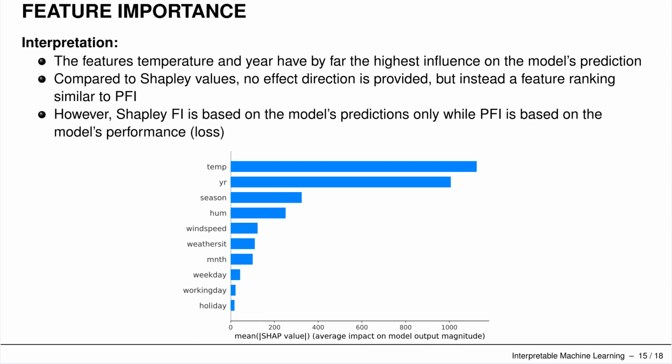But compared to Shapley values, we don't see any effect direction. That's because of the absolute value. But we get a feature ranking similar to permutation feature importance. Compared to permutation feature importance, the Shapley feature importance is based on the model's predictions, and the PFI is based on the model's performance, so on its loss. So that's a little bit different interpretation.